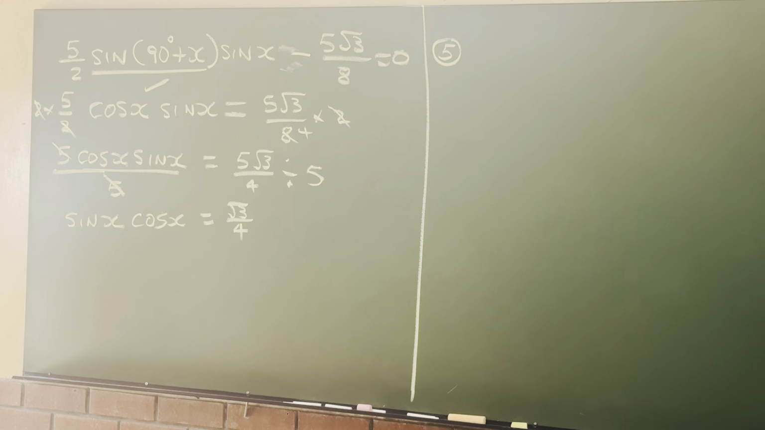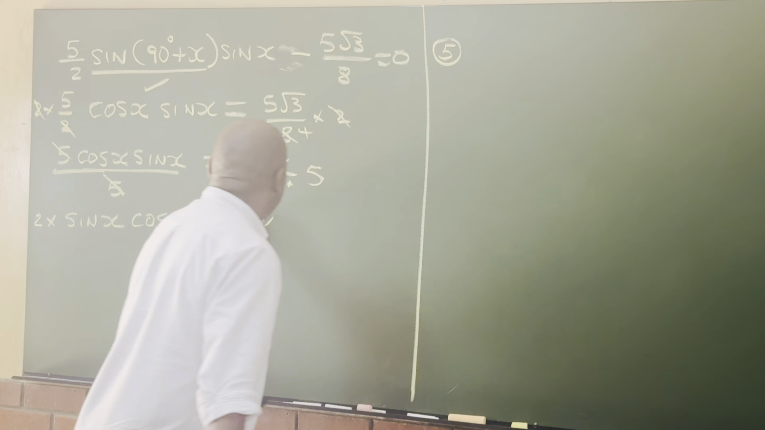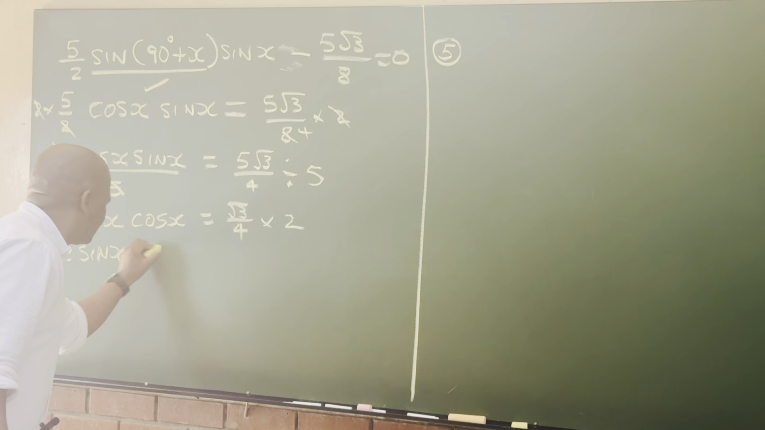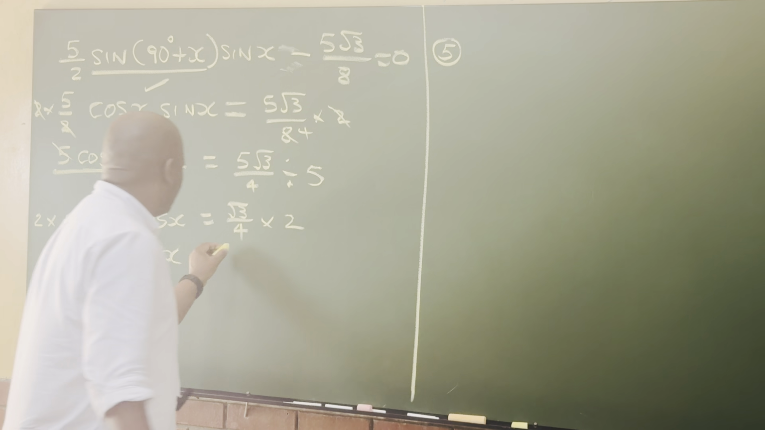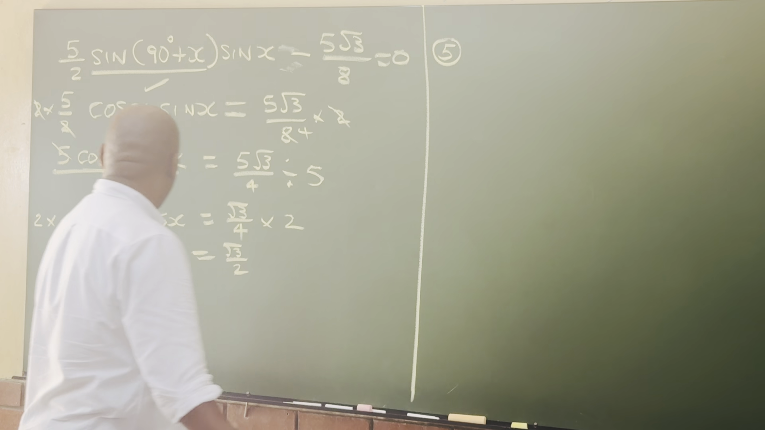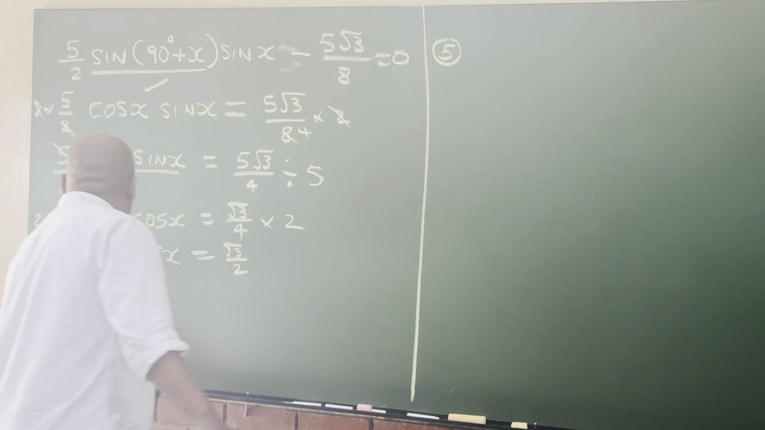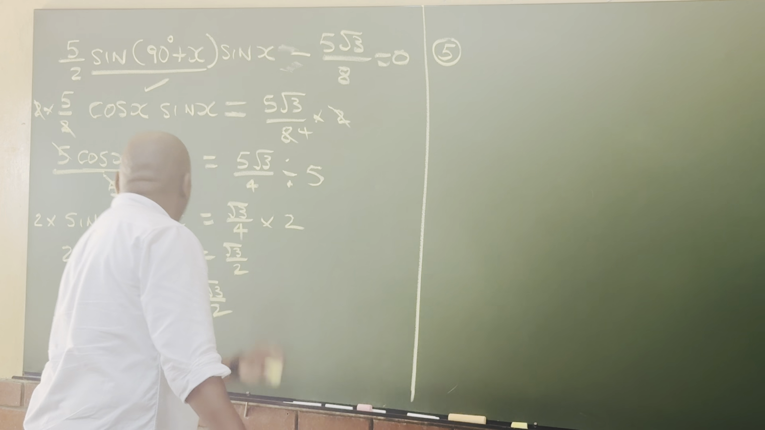And then multiply by 2. So if we do that, we are going to multiply by 2 both sides. We manipulate so that we have 2 sine x cos x equals, then our right hand side will be root 3 over 2. And then we apply the double identity for sine. So this term will become sine 2x equals root 3 over 2.